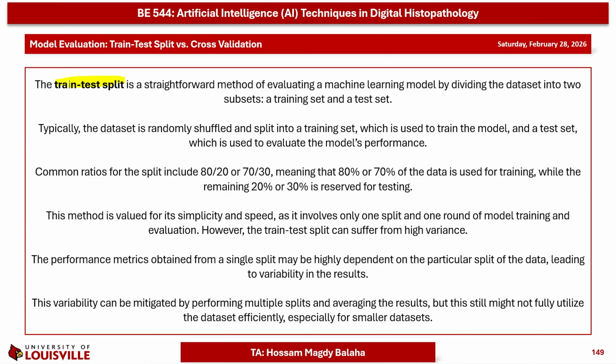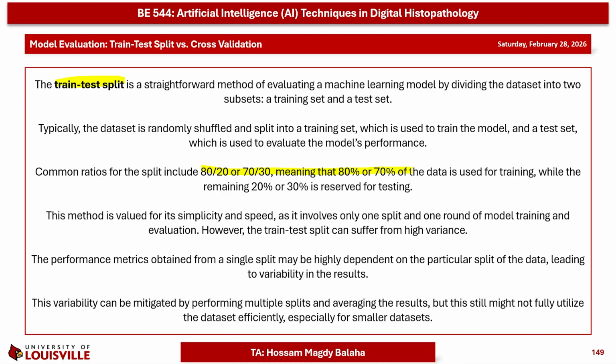The training and validation are injected in the training process, where the model is trained on the training subset and is judged after each iteration on the validation subset, and after completion, the model is examined and evaluated on the testing subset. And the ratio of splitting differs according to the size of the data.